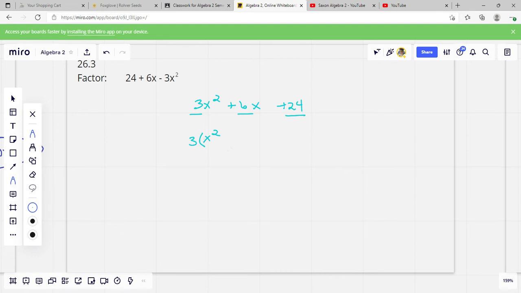How many 3's are in 6? 2, so that would be plus 2x. And then how many 3's are in 24? 6 times 4 is 24, so that would be 6. Alright, so I'm going to have my 3 first. Now I need numbers that multiply to get 6 and add to get 2. So my factors of 6 will be 6 times 1, 2 times 3.